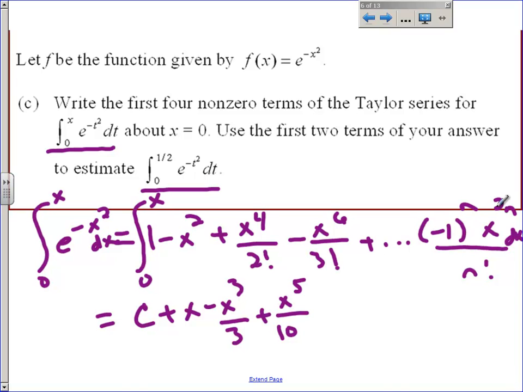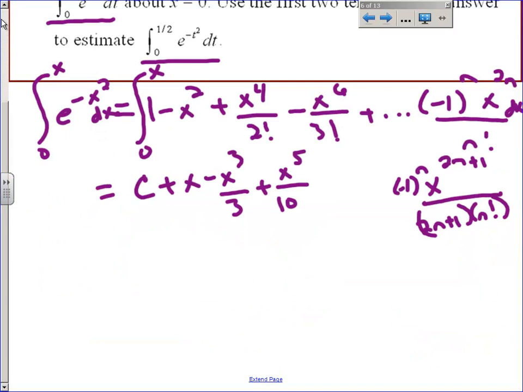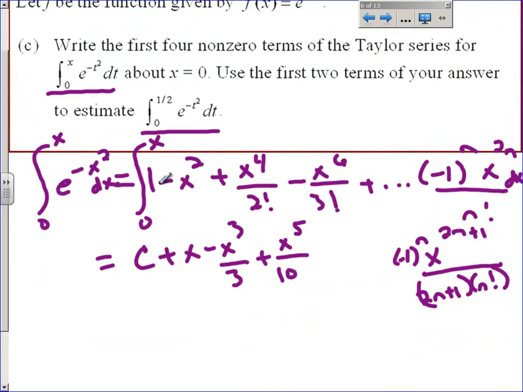Now, if you wanted to, I guess you could go out here and write the general term. It would be x to the 2n plus 1 divided by 2n plus 1 times n factorial with the negative 1 to the n. What did I do? Well, I added 1 to the exponent and divided by that. But this did not ask for the general term. Now it asks me to use the first 2 terms of your answer to estimate the integral from 0 to 1/2 of e to the negative t squared.